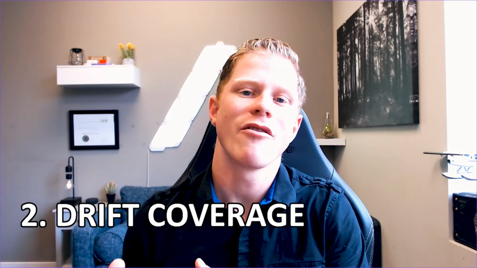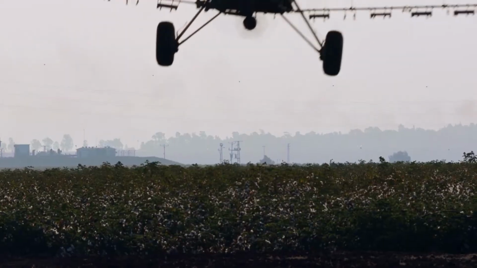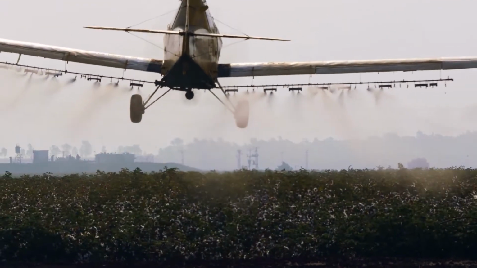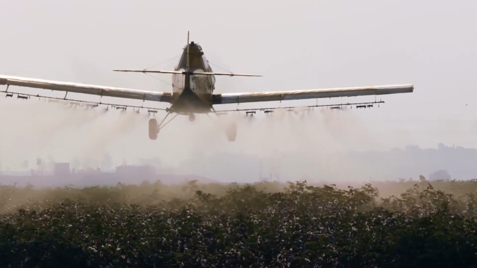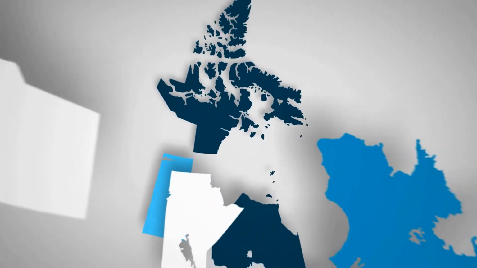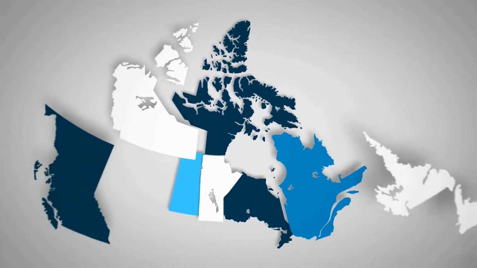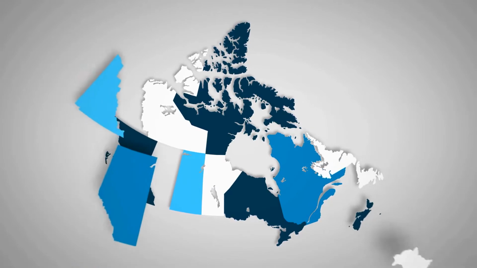Number two, drift coverage. You will want this type of coverage if you sprayed a field, and while you were spraying that field, some of it drifted into another field and caused damage. Now remember, in Canada, certain provinces require an individual to have certain drift limits. So it's very important that you become familiar with each province and what they require you to have for drift coverage so that you remain legal while doing this type of work.